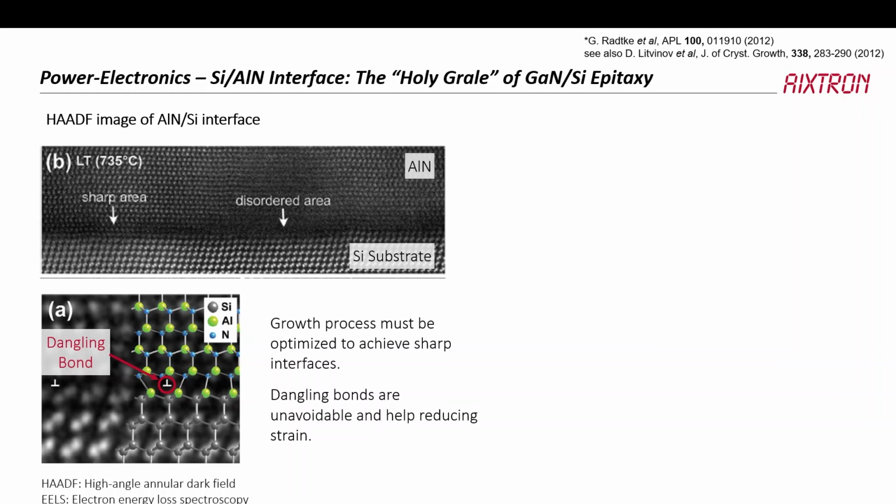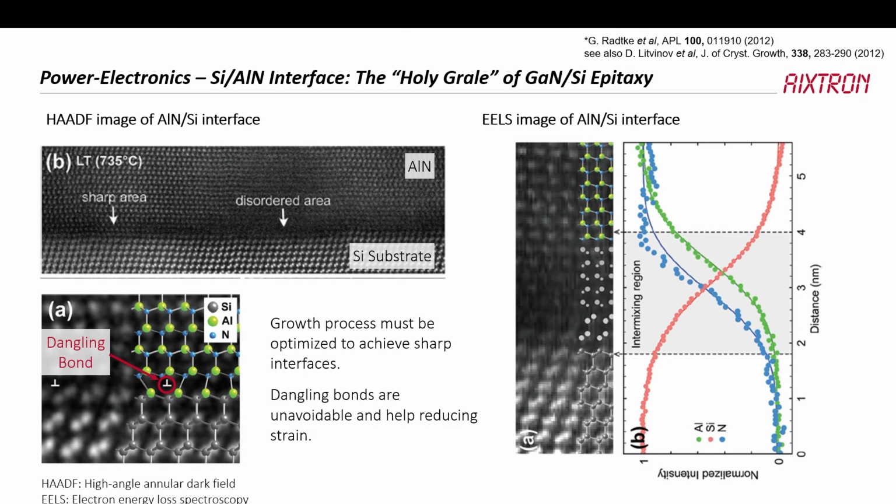So you have damaging bonds. They are unavoidable, but they also help reduce the strain in this area. However, obviously, they can give rise to certain effects that lead to a channel that can lead to breakdown. Another effect, obviously, is we want this.